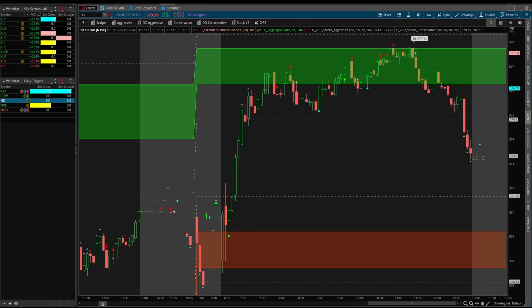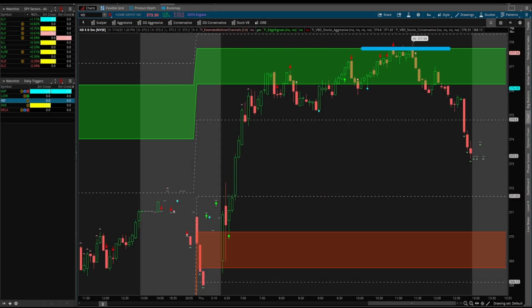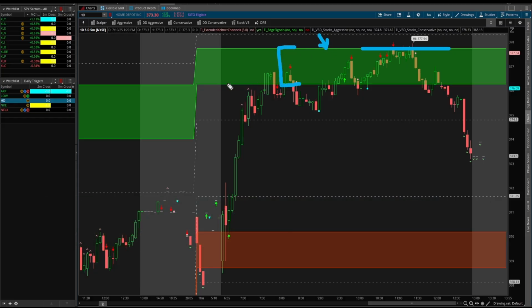And I'm going to talk about what the at the edge setup is before we dive into price action. The at the edge setup simply is trying to play a move at the edge, a reversal at the very edge of our volatility box models. These are the daily volatility box models. I have the aggressive ones loaded on. And the at the edge setup is playing a reversal from the very outermost level, the outer edge of the clouds, looking to try and play this fade.